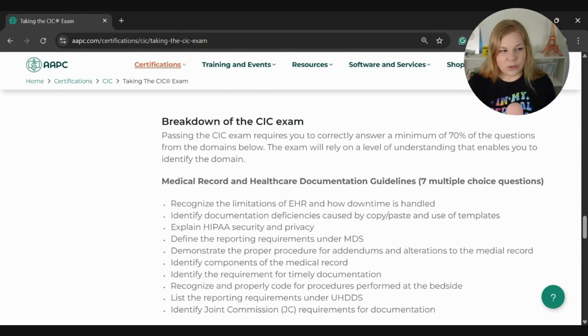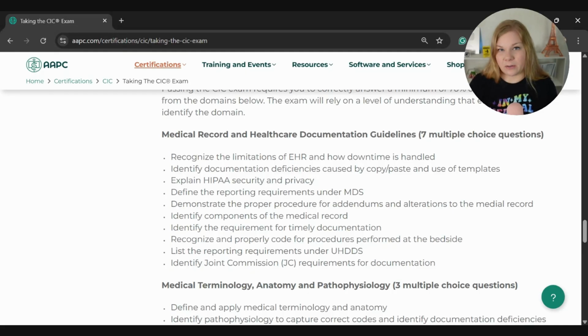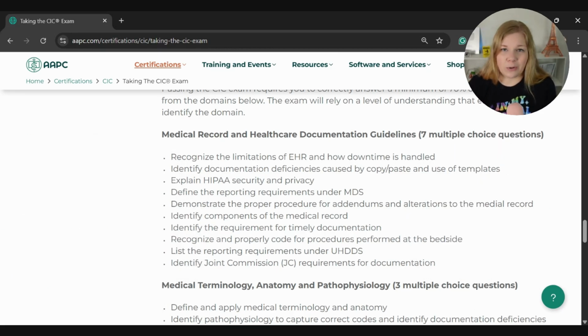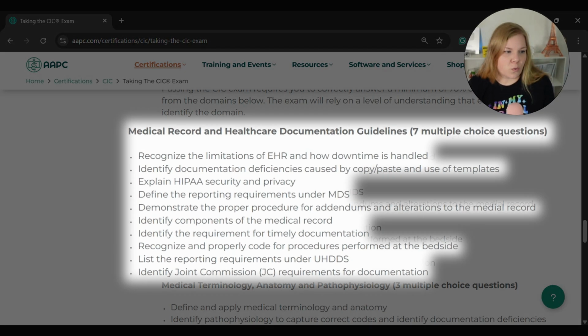The first 7 questions are going to be about the medical record and healthcare documentation. So some of these, when I took my CIC exam, I was really good with some of the categories because things like this in the med term, I already had that base knowledge of from working with the CPC and the CPMA and all of those, the auditing and medical billing and coding stuff that I've done in the past. So 7 multiple choice questions on medical record and healthcare documentation guidelines. So things like HIPAA, things like Joint Commission requirements, things like proper addendum procedures. And they're just going to ask you 7 questions out of a mix of almost any of this. Use of copy paste, use of templates.